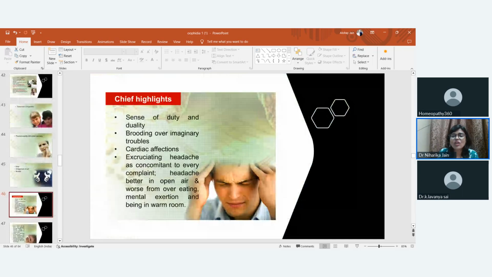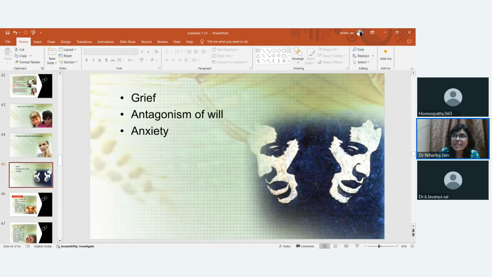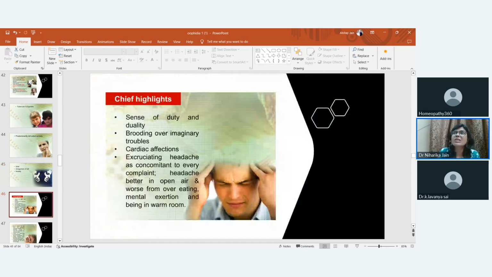Chief highlight is sense of duty and duality. Brooding over the imaginary troubles. So there is not only the two remedies, Ignatia or Natrum mur, not only remedies for the grief. You can think out of the box Naja also when your patient is covering the whole totality of the Naja. The brooding over imaginary troubles, cardiac affection, excruciating headache is very common as concomitant.